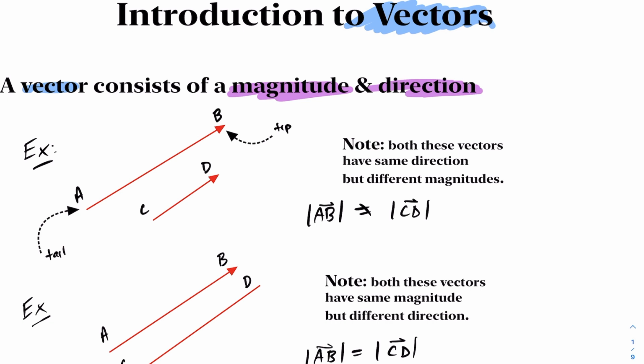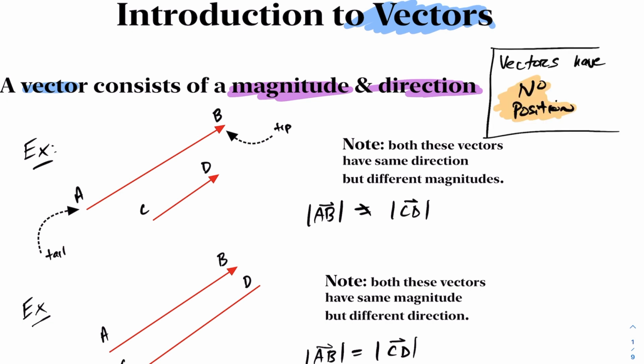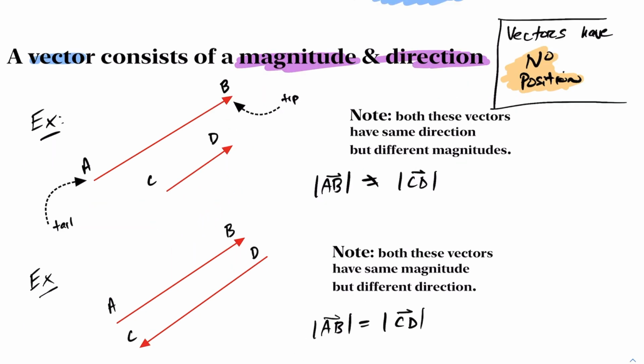Vectors have no position. What I mean by that is if you take any vector and move it all around, for instance, if I take vector CD and I move this vector all the way over here, as long as I maintain the direction and the magnitude of that vector, likewise moving over here, etc., it is unchanged.